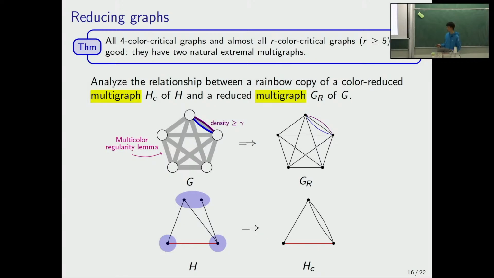And the good thing about this kind of partition is that if we can find a rainbow copy of this HC in these orange parts, then we can go back to the G and H world, and we can find a rainbow copy of this H in this orange part of G. This is because of those randomly distributed edges and the way that we reduce G and H. And this is called the multicolor embedding lemma. So if we can embed HC in GR in a rainbow way, then we can again embed H in G in a rainbow way. So this gives a method of how, after we analyze the relationship between GR and HC, we go back to G and H and say something.